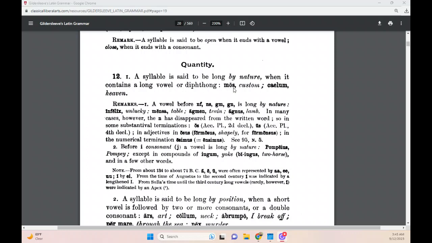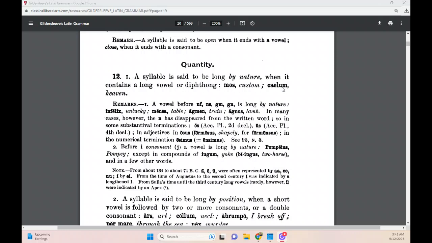So for example, we see the Latin word mos. It's made up of just one syllable, and it contains a long vowel. The vowel is actually marked by a long sign. So this is a long syllable. We should pronounce it with a little more time than a short syllable. So we would say mos, mos.